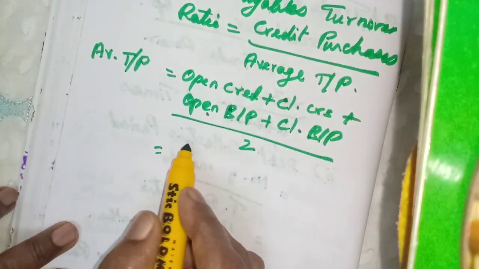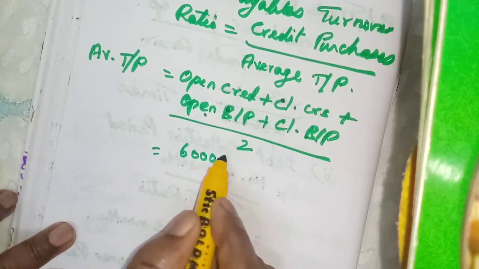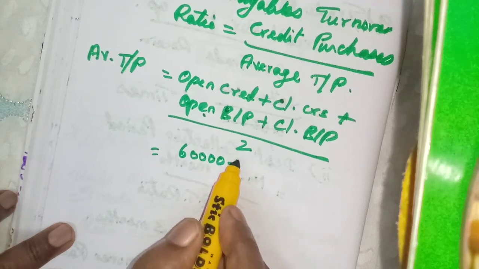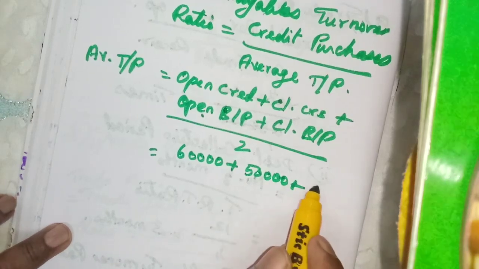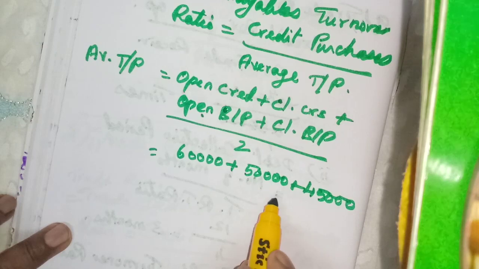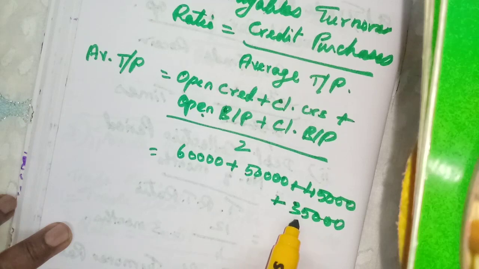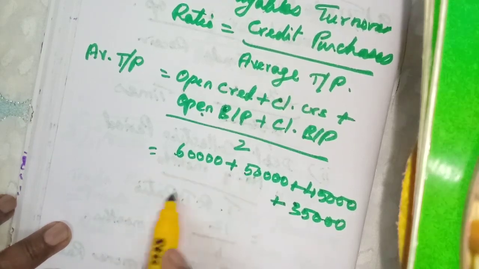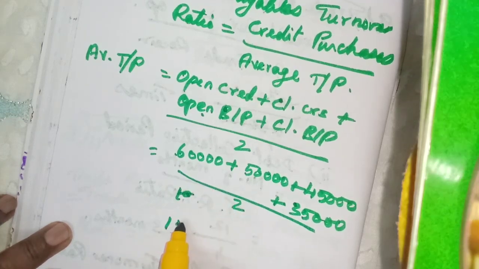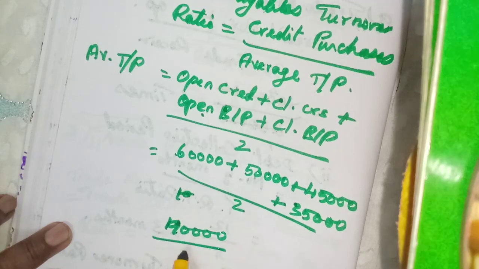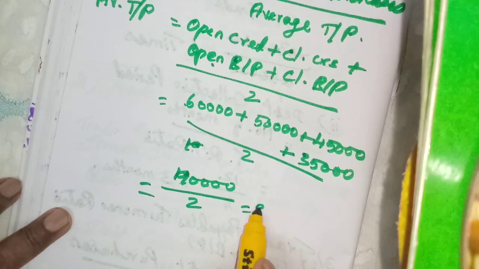So opening creditors how much? Creditors 60,000. Closing creditors 50,000. Opening bills payable 45,000. Bills payable closing 35,000. Here 80,000, here 1,10,000. So 1,90,000 divided by 2 we have to write. 1,90,000 divided by 2, how much then? Here 95,000.